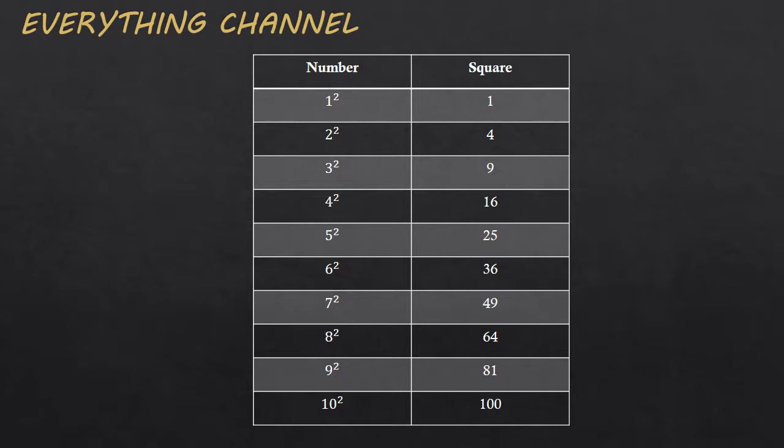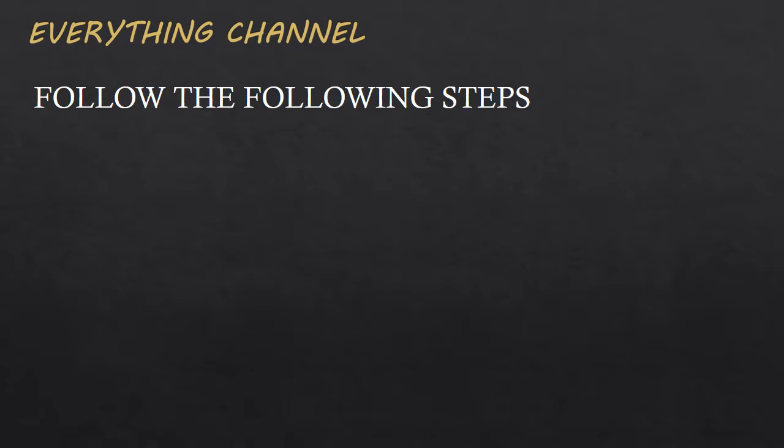We know the square of 1 is 1, 2 square is 4, 3 square 9, 4 square 16, 5 square 25, 6 square 36, 7 square 49, 8 square 64, 9 square 81 and 10 square 100. Now we have to follow some steps to do the conversion.